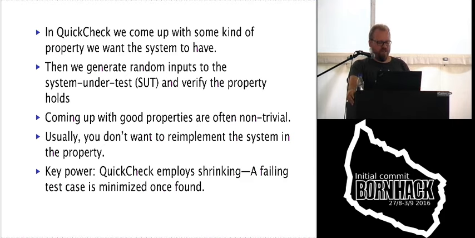The key power of QuickCheck is that once you have a counterexample for your properties, or once you know something that isn't true because of something, it employs what is called a shrinking policy.